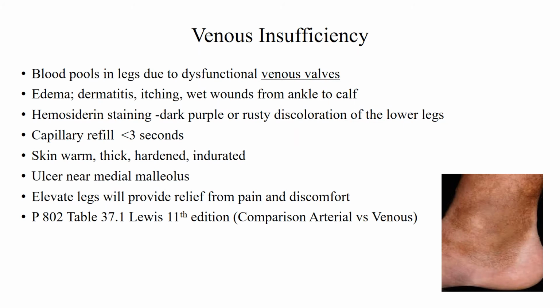In venous insufficiency, the problem is the dysfunctional venous valves. Normally, those venous valves are unidirectional. They allow blood to return back to the heart in one direction, but because the valves are dysfunctional and do not close properly, it allows blood to back flow into the venous system. Because of that, blood pools in the legs, and this is all because of those dysfunctional venous valves.